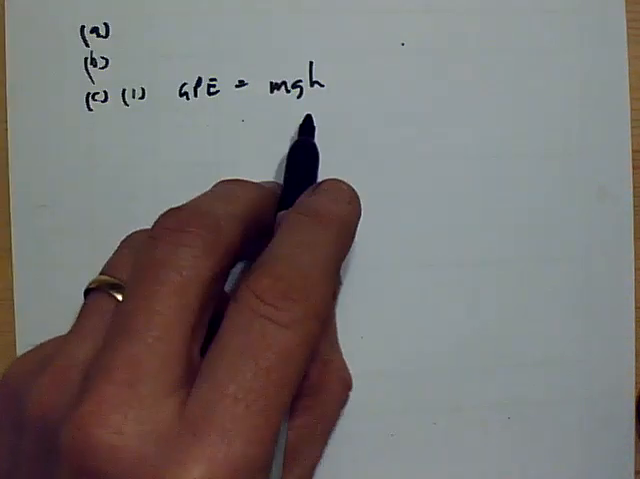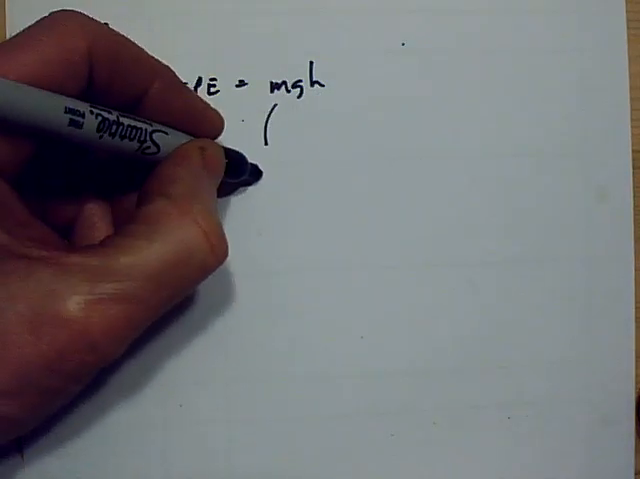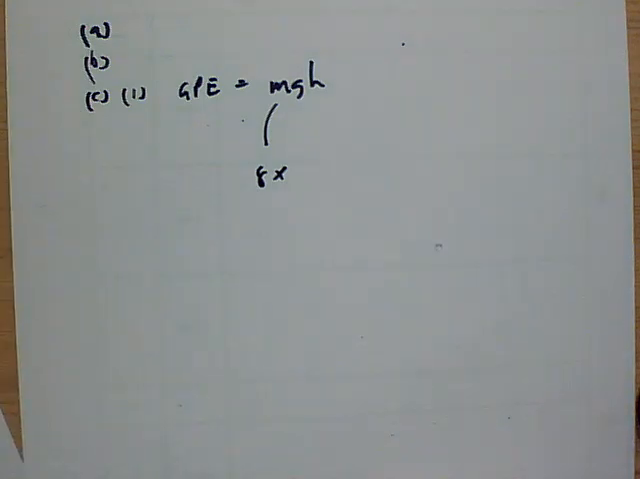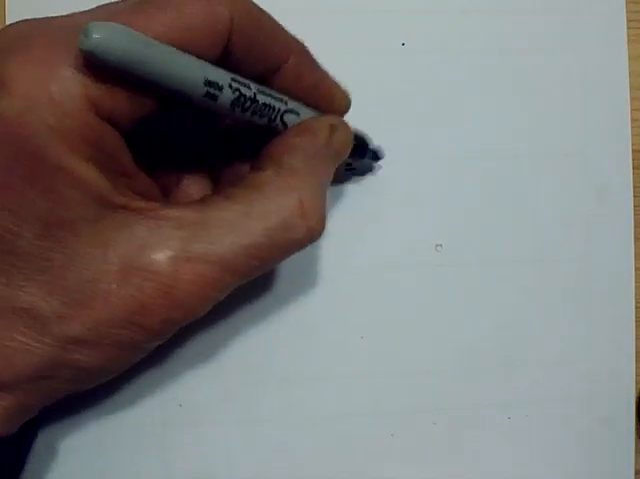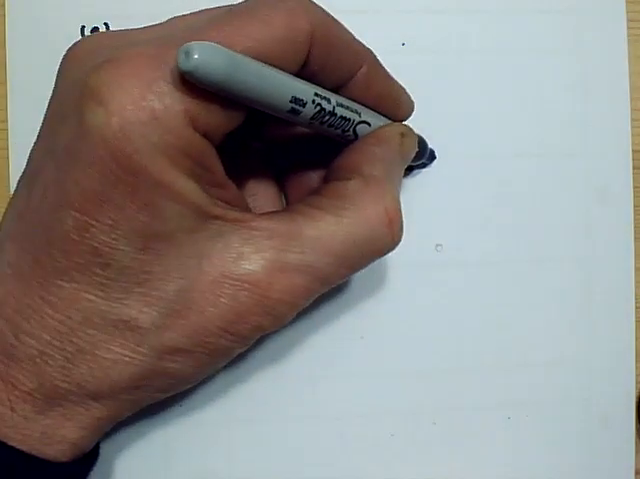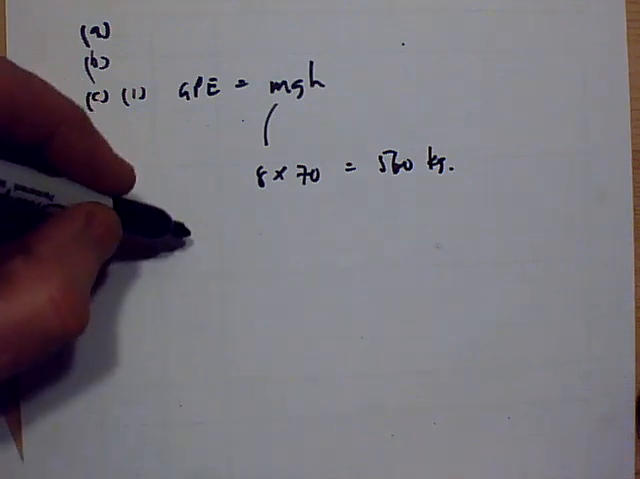So GPE is mass times gravity times height. We know gravity, we know the height. The mass is a little bit more tricky. It's 8 people, so it's 8 people times the mass of each person. Each person is 70 kg. 8 times 70 is 560. So the total mass being lifted is 560 kilograms.